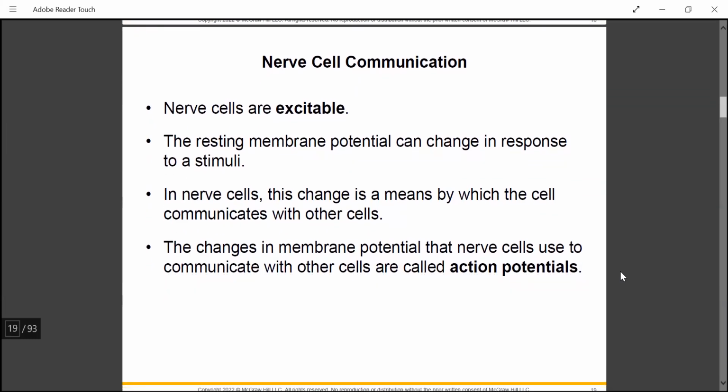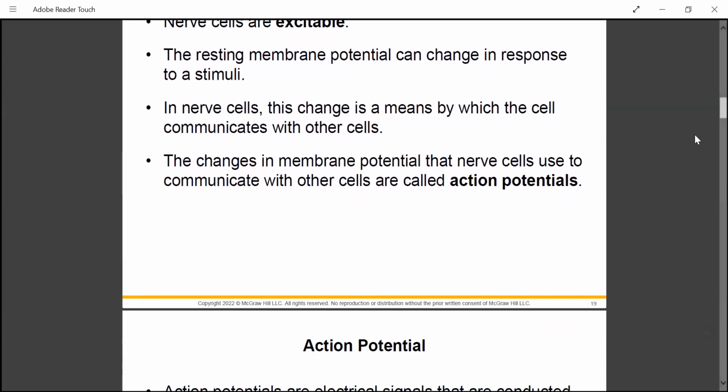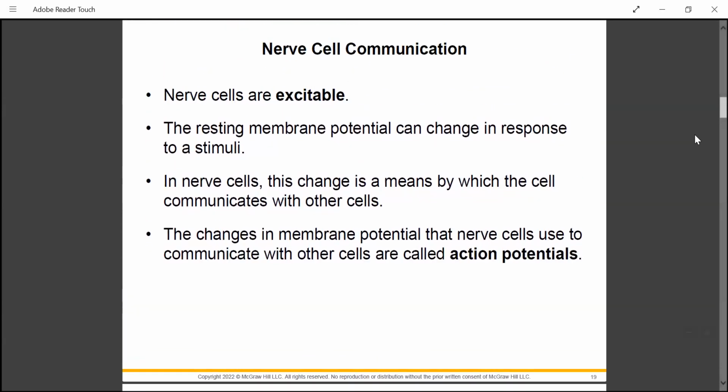So for our nerve cells to communicate, they have to be ready for the signal. So what we term that is that nerve cells are excitable. They have the ability to be excited. So they maintain what we call a resting membrane potential. And that's kind of like its ready or set point so that when a stimulus arrives, it's ready to fire off. And so in nerve cells, this is how we communicate. And we call these nerve impulses or communications action potentials.